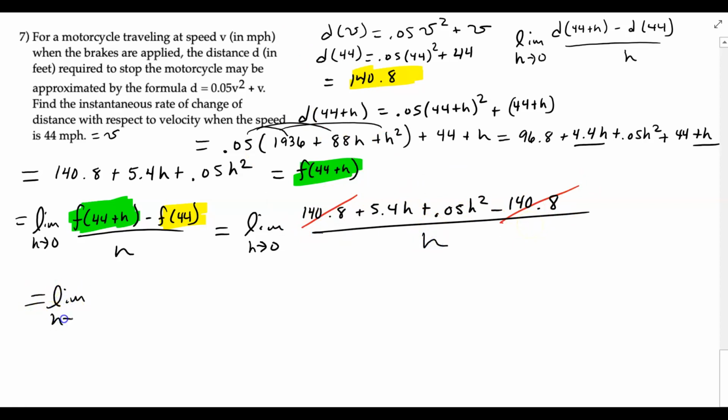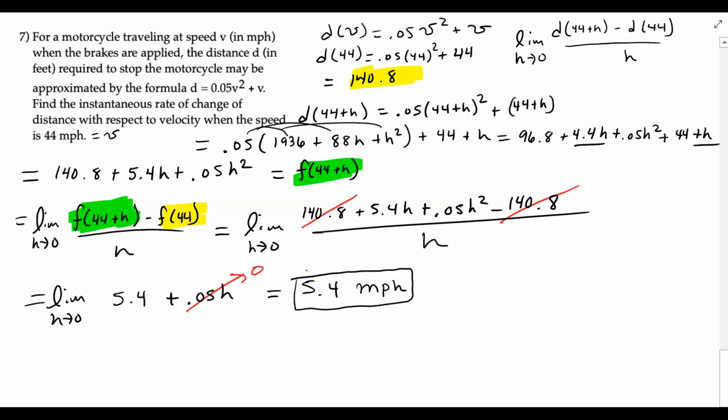The limit as h approaches 0 of 5.4 plus 0.05h. That thing right there goes to 0. I am left with 5.4, and the units are miles per hour. Okay? Because it's the rate of change of the distance over time, and it's an instantaneous rate of change. So this is the instantaneous speed.